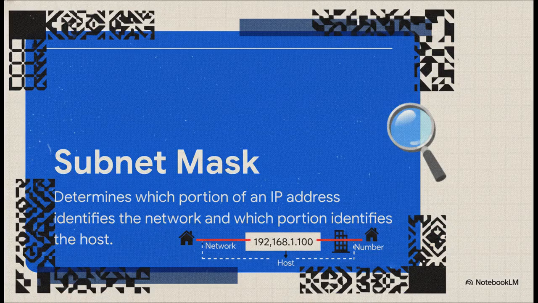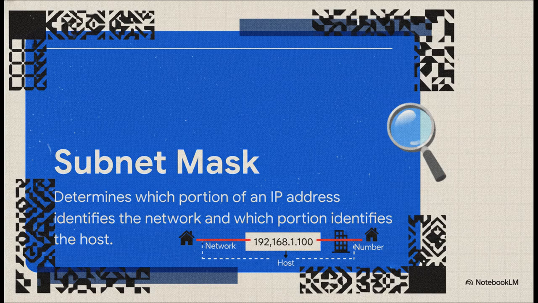This is where the subnet mask comes in, and it's a brilliant little tool. It's basically a 32-bit number that acts like a filter or a stencil. Its only job is to look at an IP address and tell the computer, okay, this part right here is the street name, and that part is the house number.